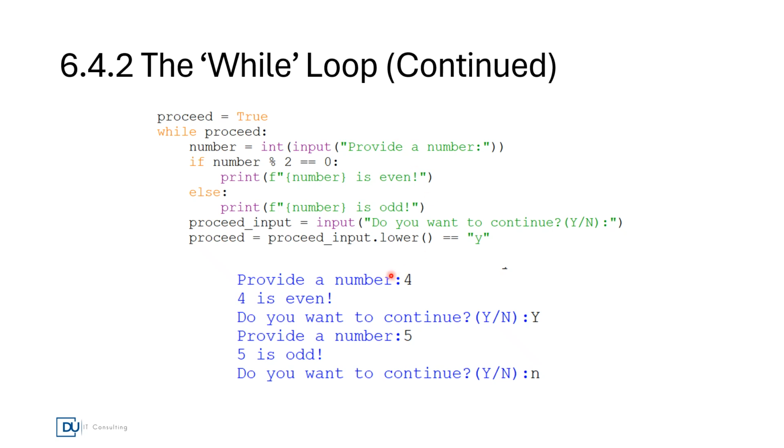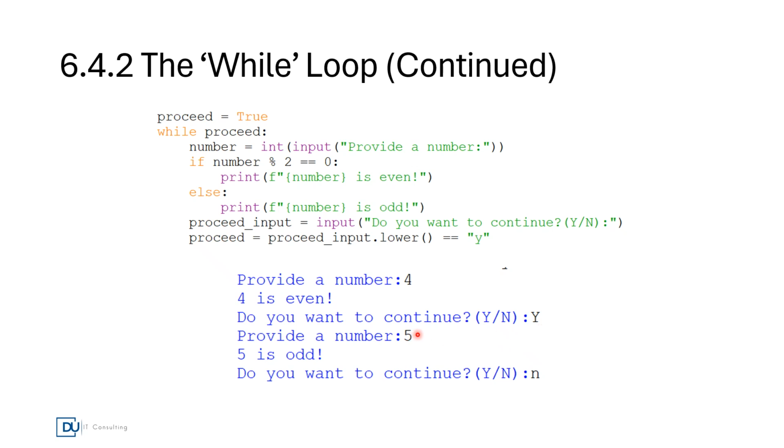So let's take a look at the sample execution. Initially, the program waits for the user to type a number. The user provides 4. 4 is even. And then we see the statement, do you want to continue? Y/n. In this case, the user provides a capital Y, which is an indication to proceed.